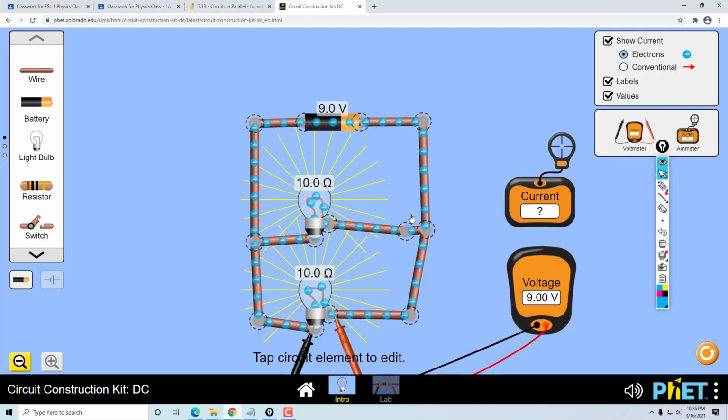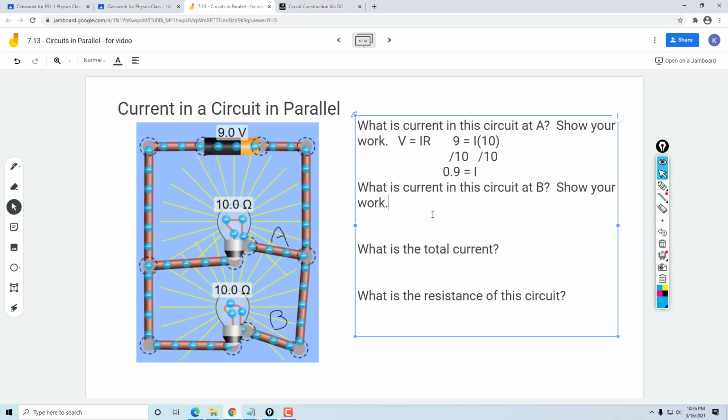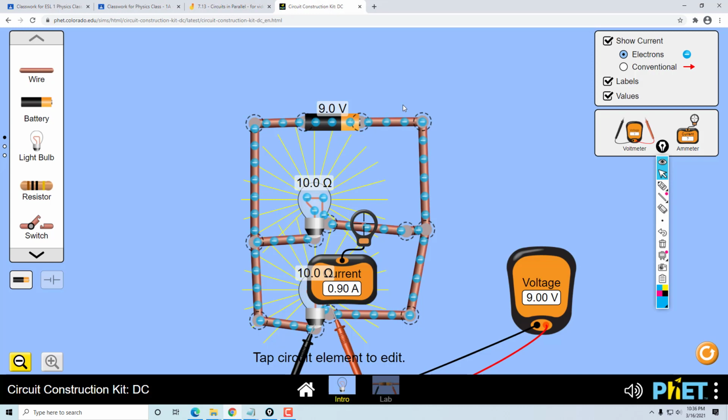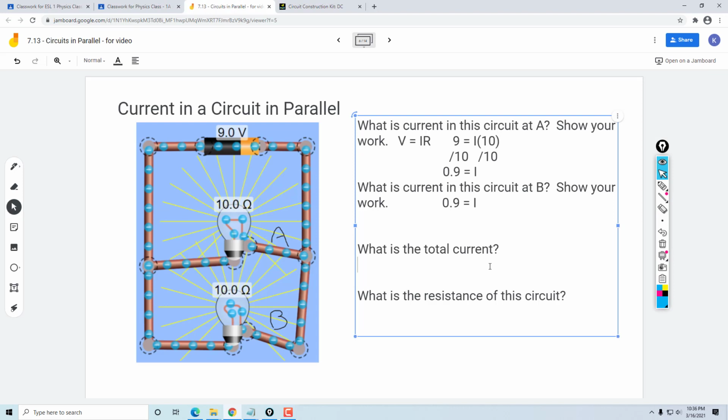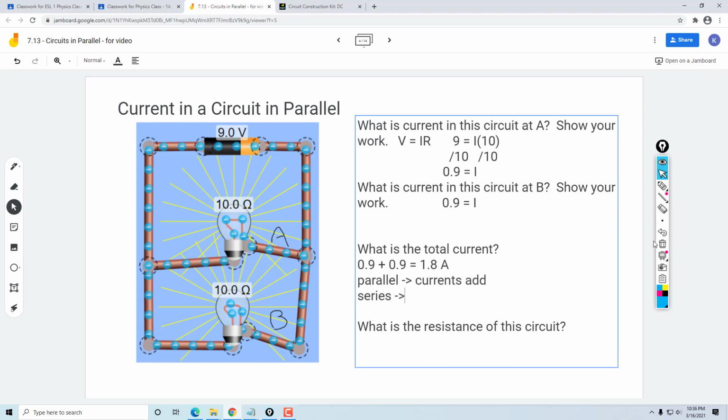And that makes sense. If we take an ammeter here, we see that the current is 0.9. Numbers are the same for the circuit at B, so the current must also be 0.9. Sure enough, right here, 0.9. So the total current is going to be 0.9 plus 0.9 equals 1.8. In a parallel circuit, the currents add. In a series circuit, the resistances add. So parallel, currents add. When things are wired in series, we add the resistances.